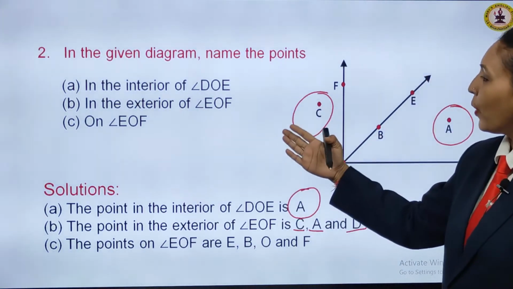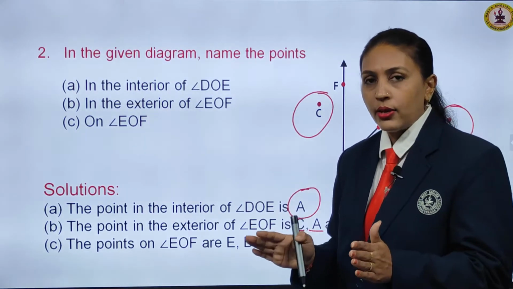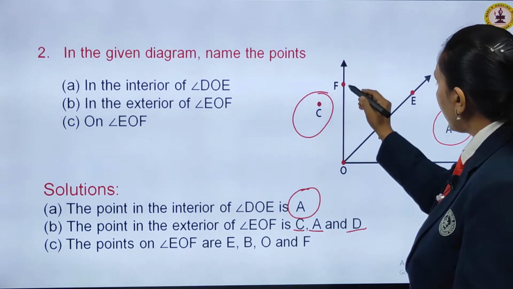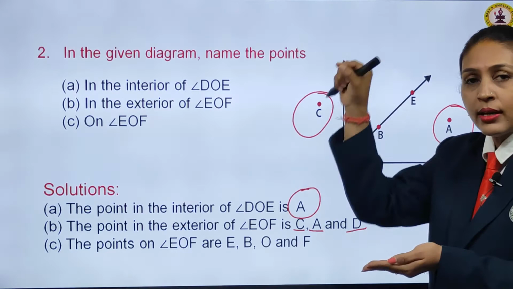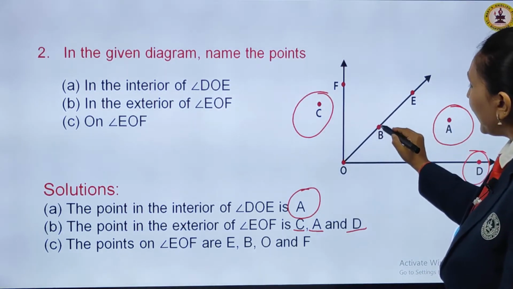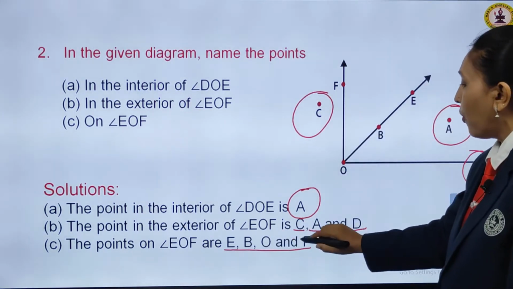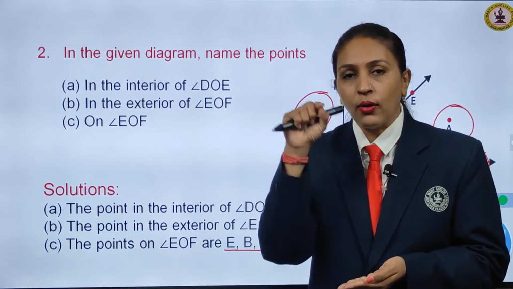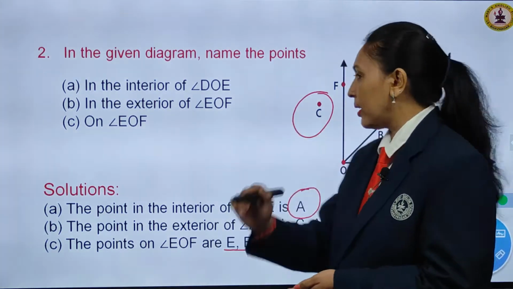Now let us move to what is there on angle EOF. Which points are there on angle EOF? Where is EOF? You can see this area. This is the on, that is, on the angle itself. Point E, point B, point O and point F. Four points are there on angle EOF. On means, children, it should be right on the angle itself, not in the interior nor in the exterior.